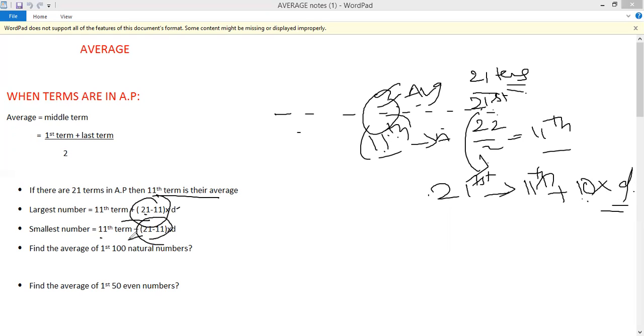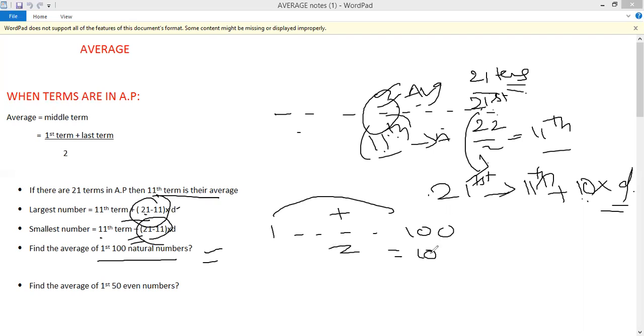Find the average of the first 100 natural numbers. What is the average? First plus last by 2, 1 plus 100 by 2, which is 50.5.